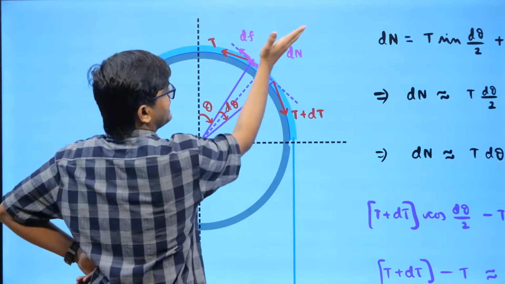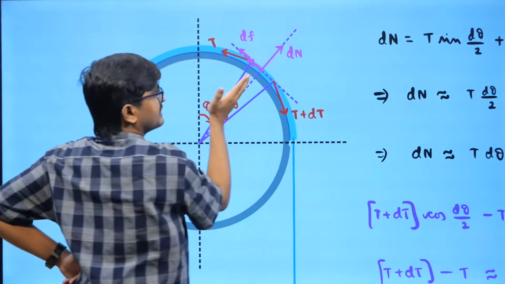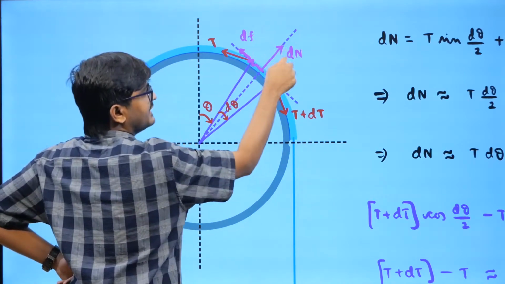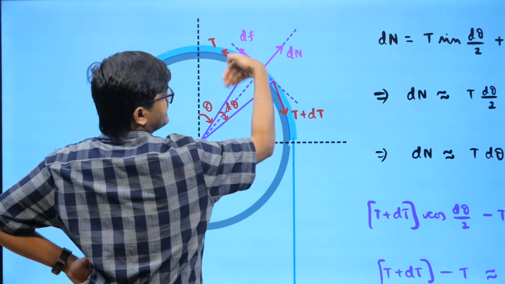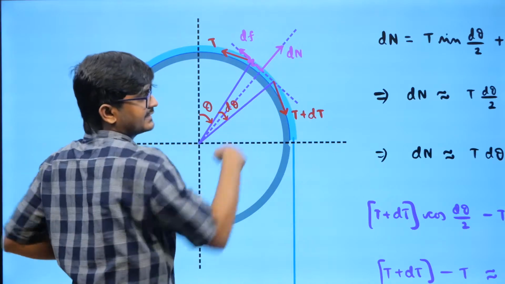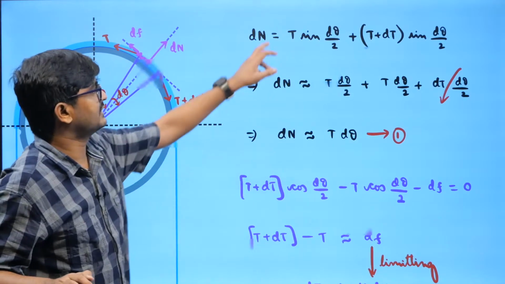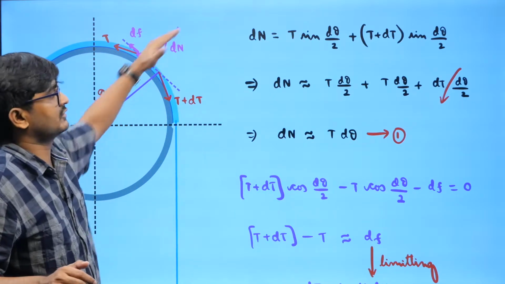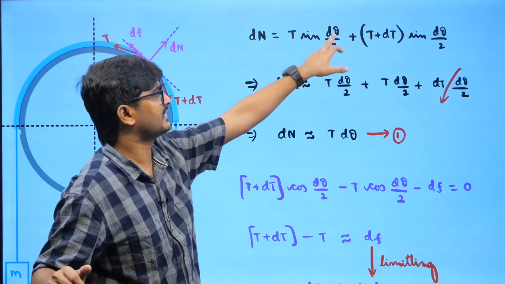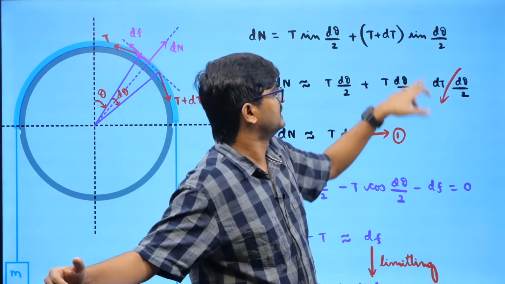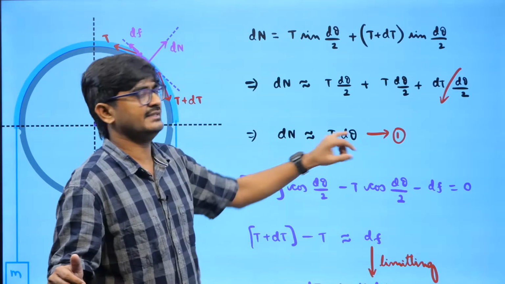So I will resolve into two perpendicular components, one along the direction of friction, one along the direction of normal. Resolving along the normal, dn is equal to t sin d theta by 2 plus (t plus dt) sin d theta by 2, right? So that's the first equation, from making net force equal to 0 along the normal. The angle is small, so sin d theta by 2 I can replace with d theta by 2, and dt d theta is very small, so I neglect it. So normal is almost equal to t d theta.